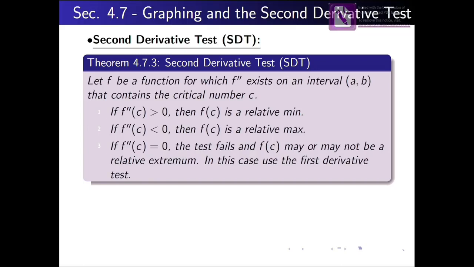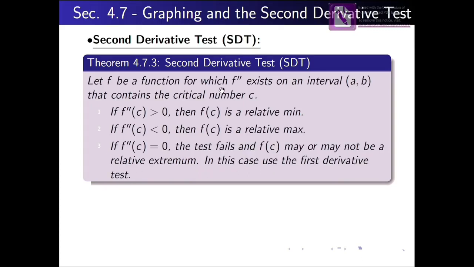Now, how can we use the second derivative to know if the function has a relative maximum or relative minimum? Theorem 4.7.3, second derivative test: let f be a function for which f double prime exists on an interval a to b that contains the critical number c. If f double prime c is greater than 0, then f(c) is a relative minimum. If f double prime c is less than 0, then f(c) is a relative maximum. If f double prime c is equal to 0, the test fails, and f(c) may or may not be a relative extremum. In this case, use the first derivative test.